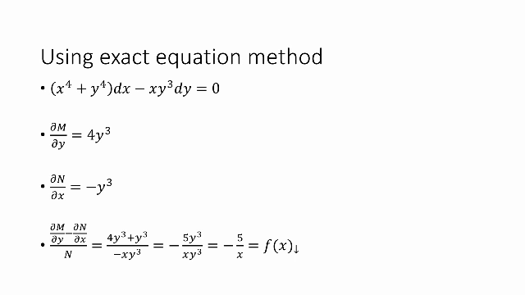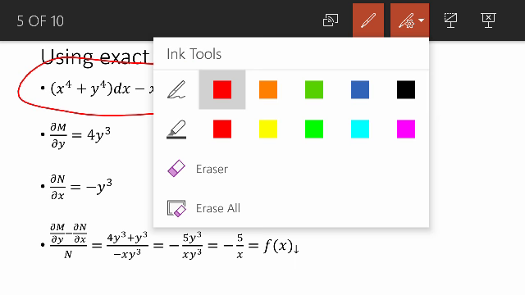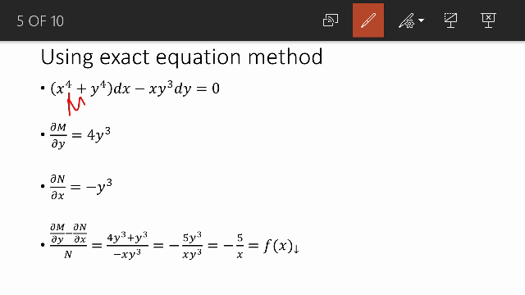Now, the next method we are going to use is the exact equation method. The homogeneous method can be converted into an exact method, of course, by method of integrating factor. Okay, so this is our differential equation here, we can make this here to be M and this here to be N. Remember, an exact equation must be written as M dx plus N dy equal to 0.